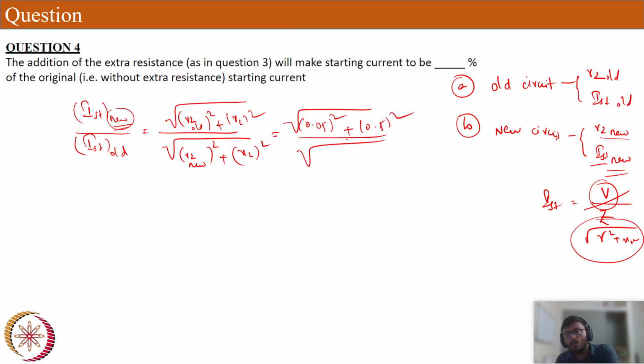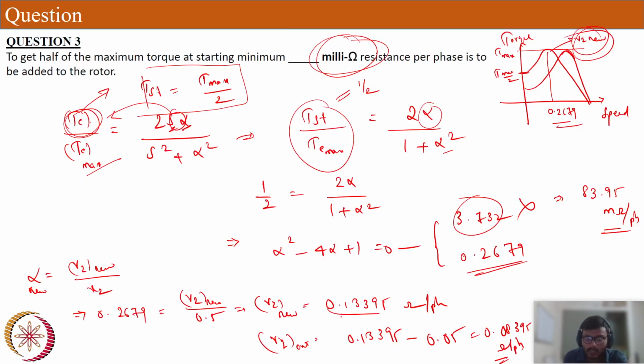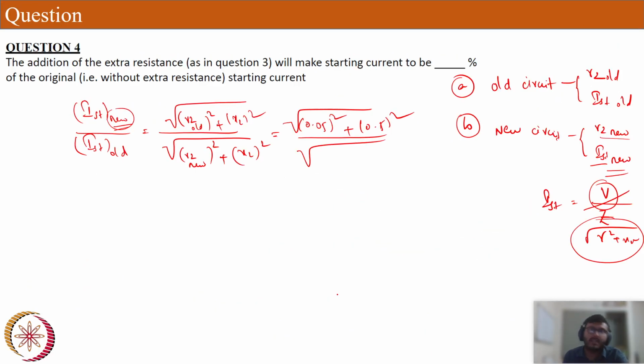How much is R2 new? In the last problem we have selected R2 new is 0.13395 square plus X2 is same. So someone can calculate it for me. I will also calculate and let's start with the answers.